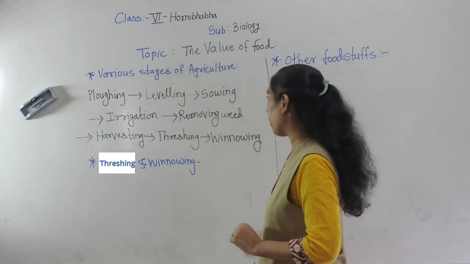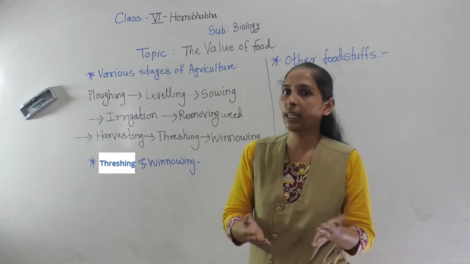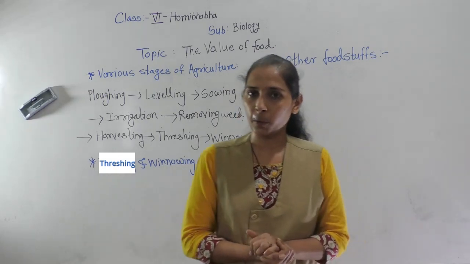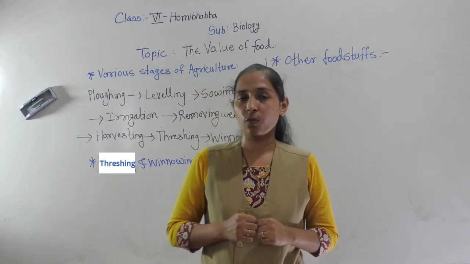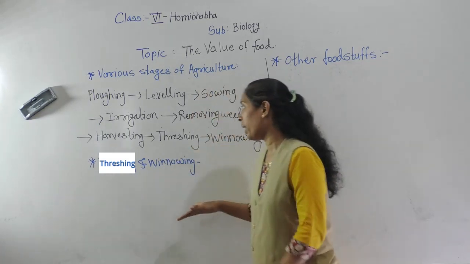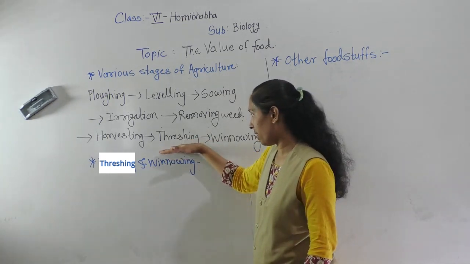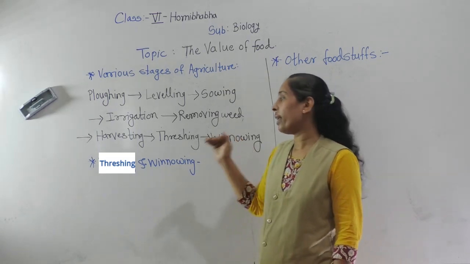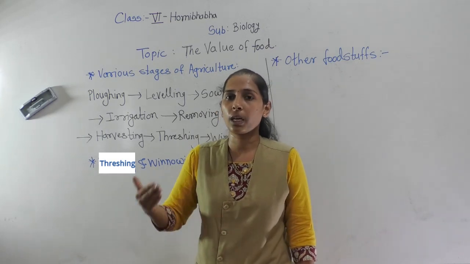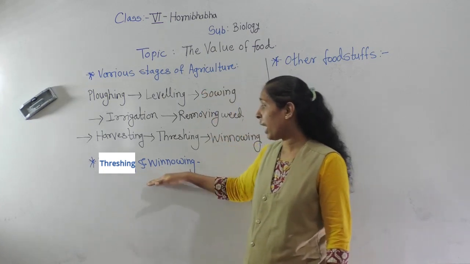Okay, so here we have discussed removing weeds. After weeds, once the crops get ready, we harvest the crop, cutting the crops from the field. Then once the harvesting is done, what do we have to do? The next method, which is very important, is threshing and winnowing. So after the harvesting, there is threshing and winnowing. Let's discuss deeply how these two steps are followed by the farmers.